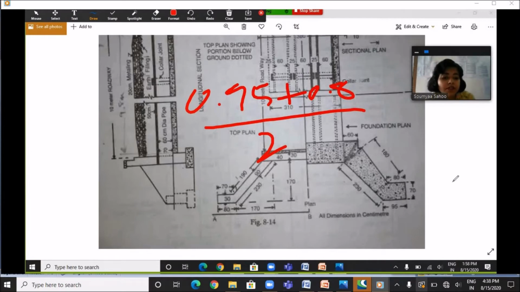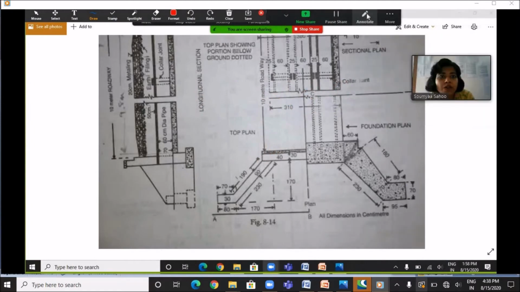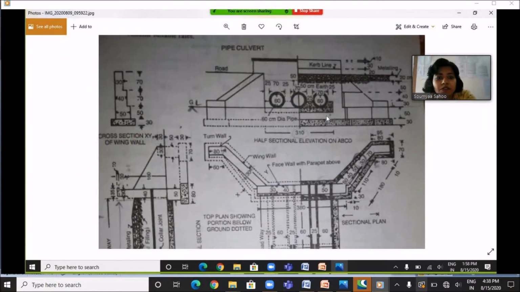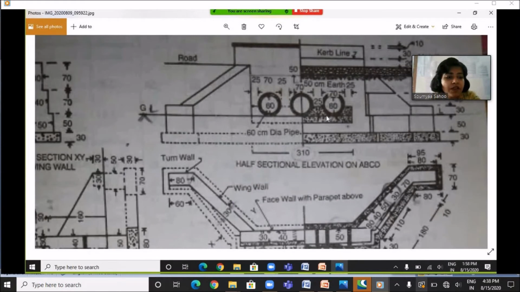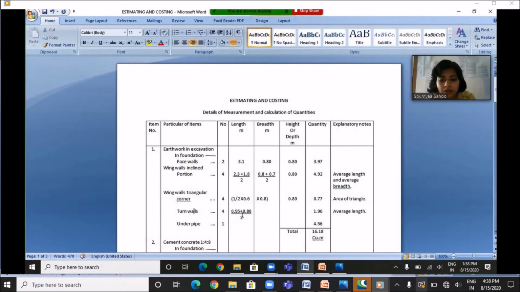And what is its breadth? The breadth is already given here, 70 centimeter. And what is the depth of excavation? The depth for excavation should be taken below the ground level, so it should be from this point to this point. So this total depth is 0.8 meter. So let's quickly fill the table. 4 turn walls. Length is 0.95 plus 0.8 divided by 2. The breadth is 0.7 meter and the height is 0.8 meter. And I have already calculated this quantity as 1.96 cubic meter.